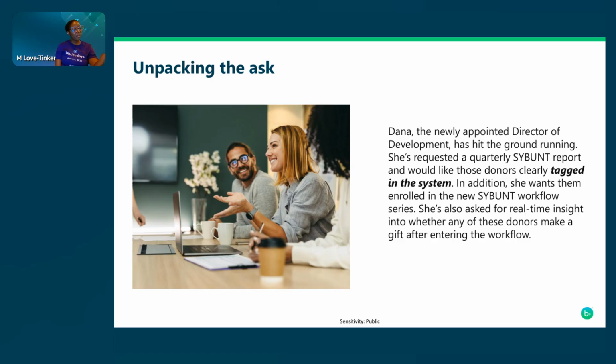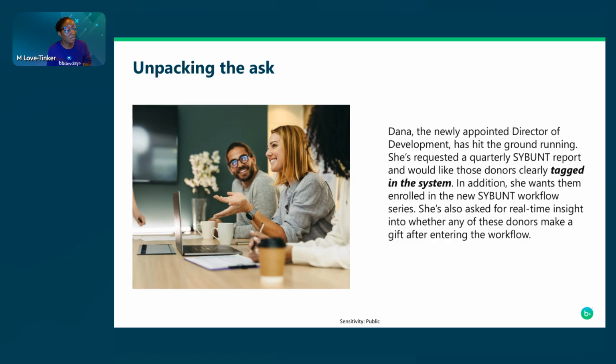So in this problem statement, we've got a new director of development, Dana. Let's say that Dana is ready. She's going to hit the ground running. She's already started asking you for reports. She wants a quarterly sidebump report. She would like to have those donors clearly tagged in your system, which is a request we hear a lot. If you are always being asked to tag things, drop that in the chat. Tag, you're it. We're always being asked that as DBAs. I need to be able to tag these folks.